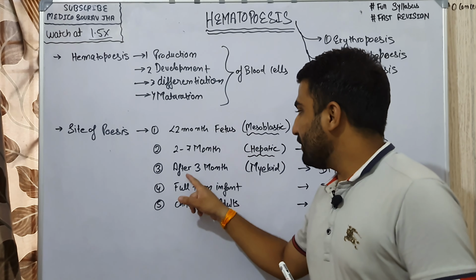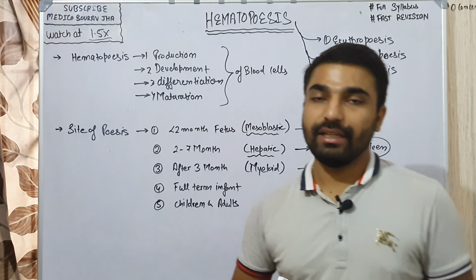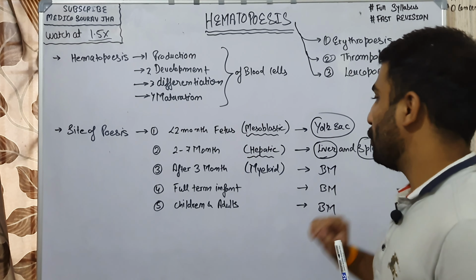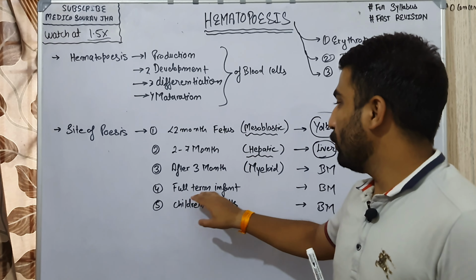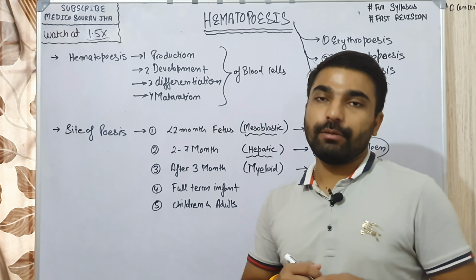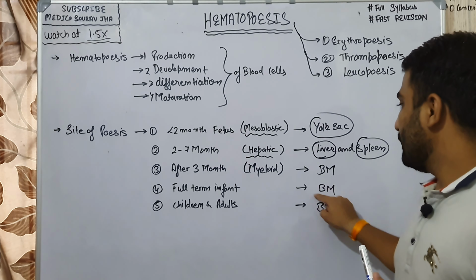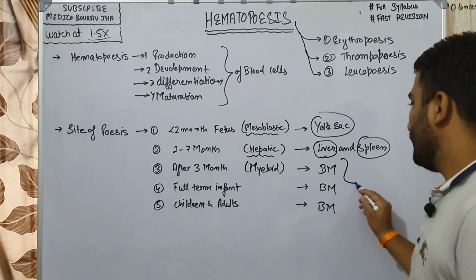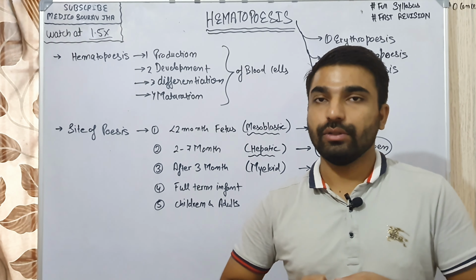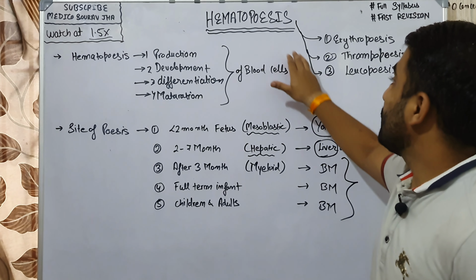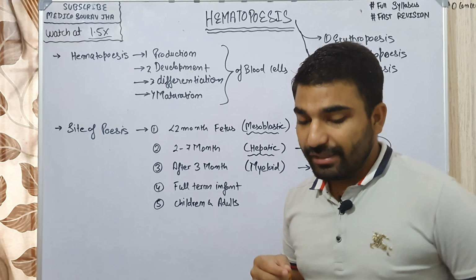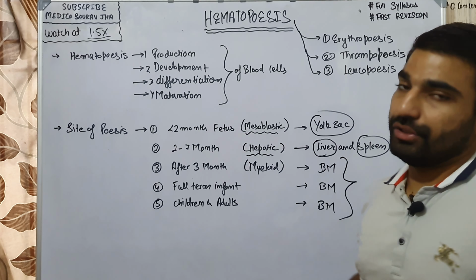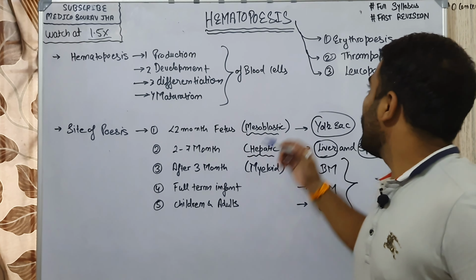After 3 months, we see the blood is formed in the myeloid, that is bone marrow. Then in a full term infant, it is happening in bone marrow. Again, in children and adults, in these 3 phases, the blood is formed in bone marrow. So hematopoiesis has 3 main parts related to it, which are erythropoiesis, thrombopoiesis and leukopoiesis. Now let's get into it one by one.